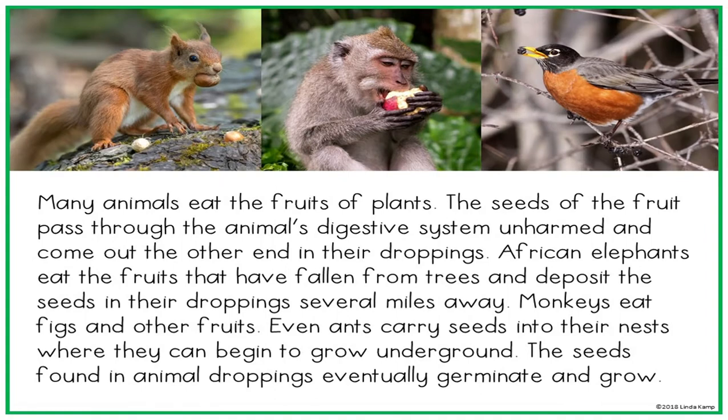Many animals eat the fruits of plants. The seeds of the fruit pass through the animal's digestive system unharmed and come out the other end in their droppings. African elephants eat the fruits that have fallen from trees and deposit the seeds in their droppings several miles away. Monkeys eat figs and other fruits. Even ants carry seeds into their nests where they can begin to grow underground. The seeds found in animal droppings eventually germinate and grow.